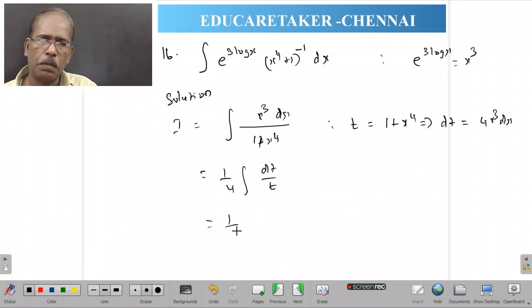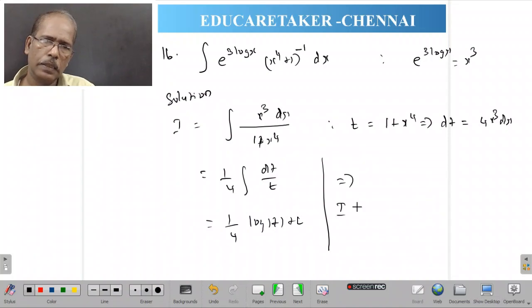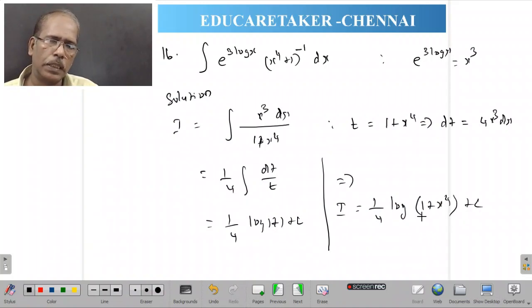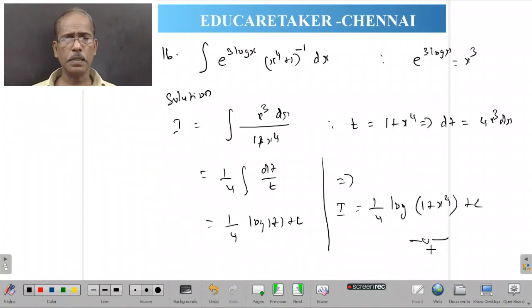This is a familiar form. What is the integral of dt by t? Log mod of t with the integral constant. And the final answer I is 1 over 4 log of t, and t is nothing but 1 plus x power 4. Both are positive, so a normal bracket is enough, plus c. Otherwise, the modulus symbol should be given. This is question number 16. You can copy it now. We'll go to the next question, 17.